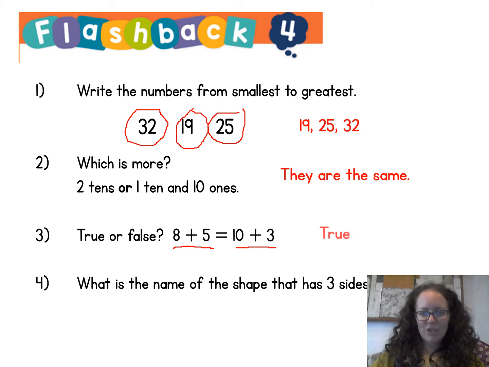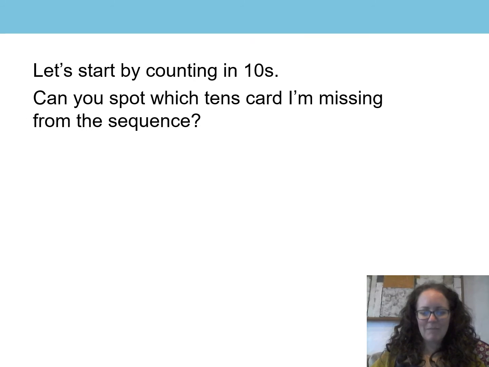Number 3, true or false? True. They both equal 13. And number 4, what's the name of the shape with 3 sides? A triangle. Good job, Year 1. Let's get on to our main learning.